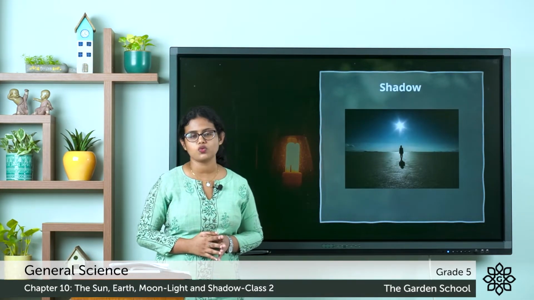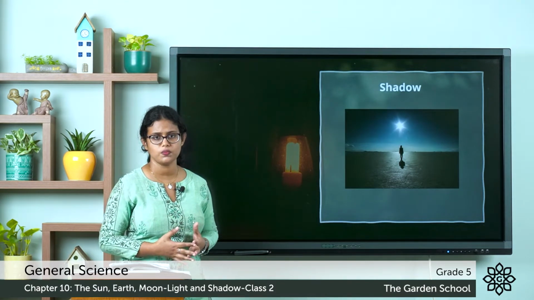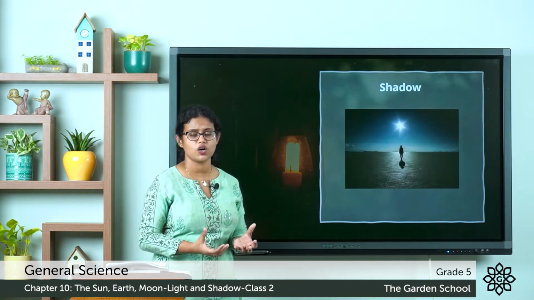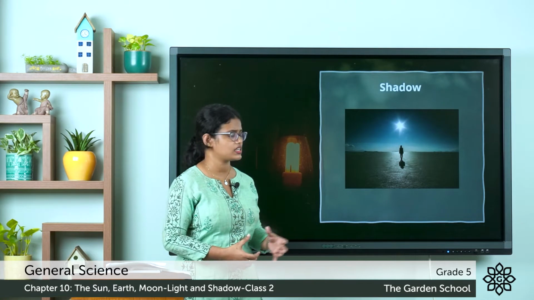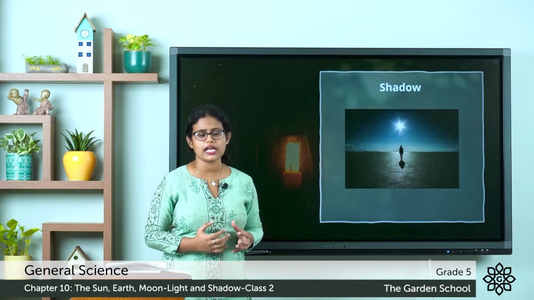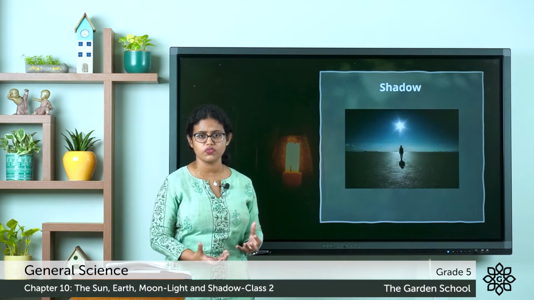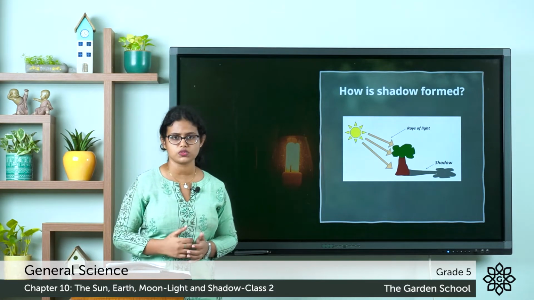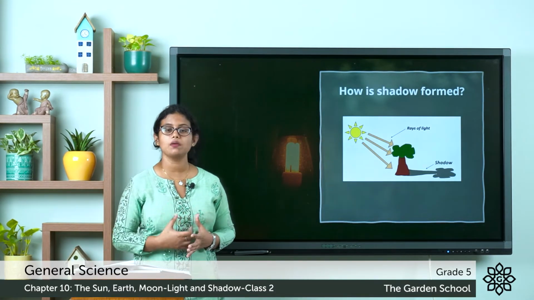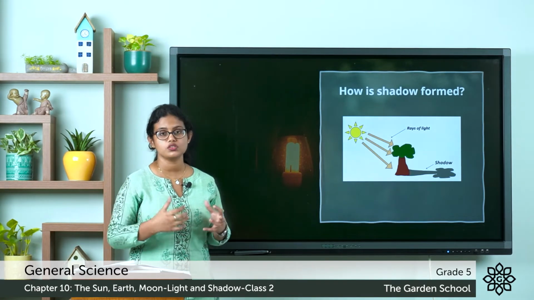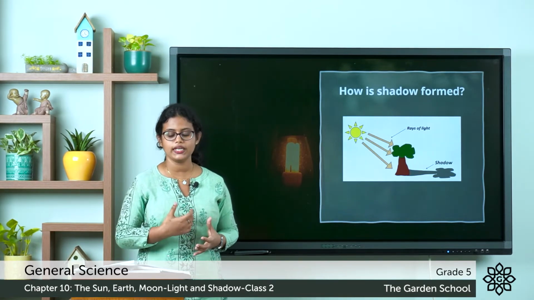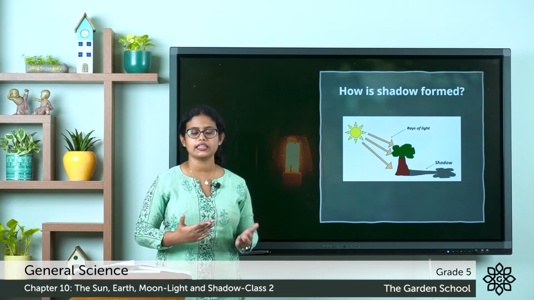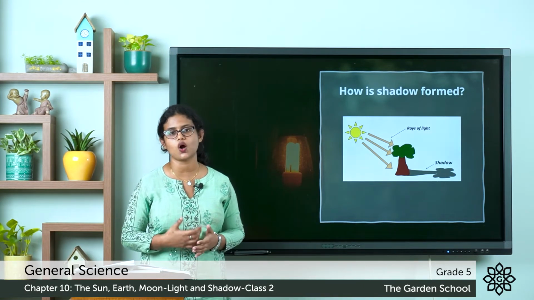Now, let's discuss about shadow. So, what is a shadow? Here you can see a person. Behind that, on the surface, you can see a dark area or we can say the dark patches. And that dark area is called the shadow. The dark area that is formed is called the shadow. Now, let's see how a shadow is formed. So, when an opaque object comes in the path of light, the light cannot travel further, it gets stopped. When light is stopped in its path by an object, a dark area is formed and that is the shadow. That dark area is called the shadow.